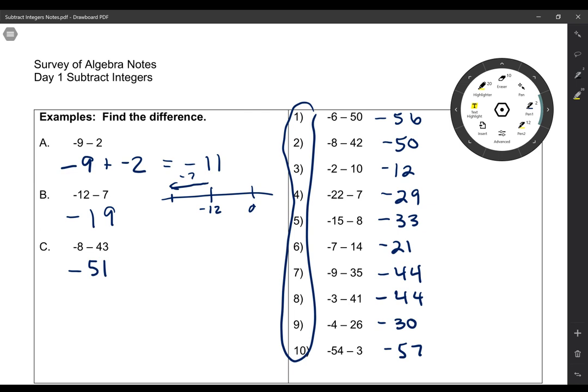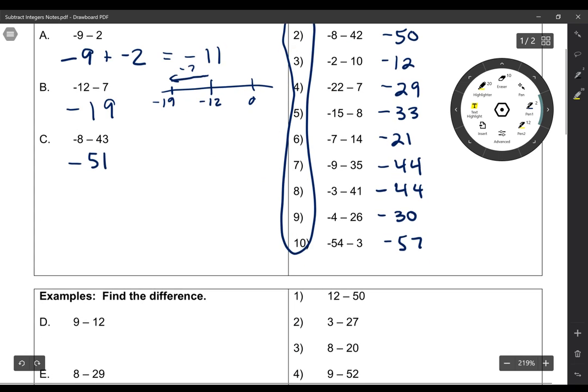So again, on all of these, we were basically starting with the negative, and then we're adding another negative. So we have those numbers that are further to the left on the number line that are more negative. So I'm going to go ahead and scroll down to the next group.